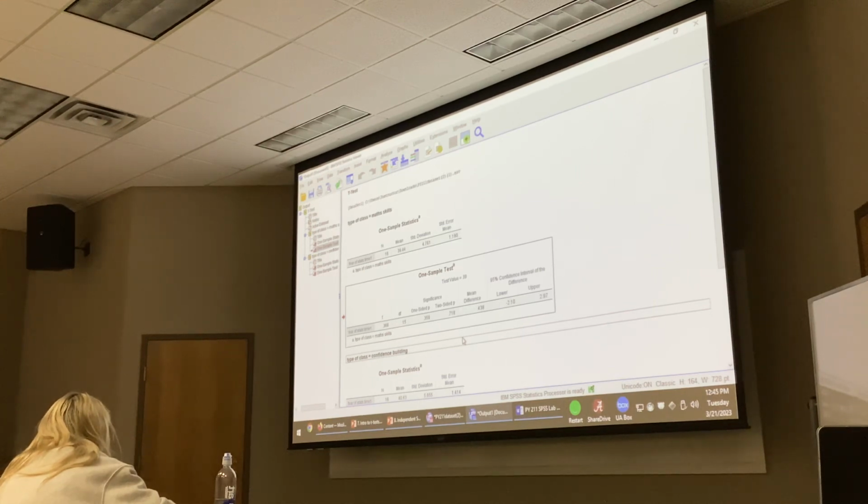So remember, P less than 0.05, your alpha here, is statistically significant. There is a statistically significant difference, okay? If P is greater than 0.05, there is not. So you have to be able to interpret this.